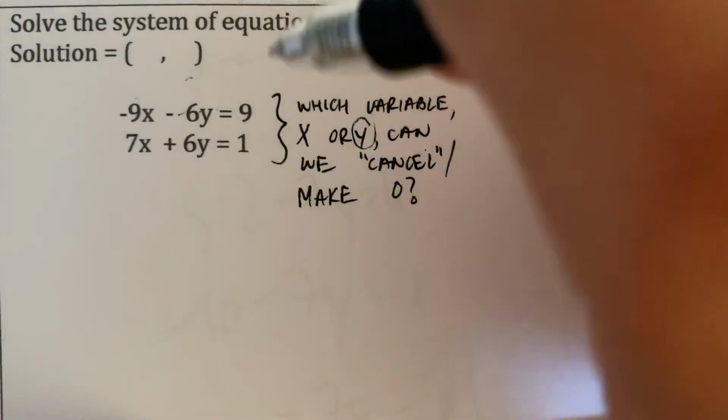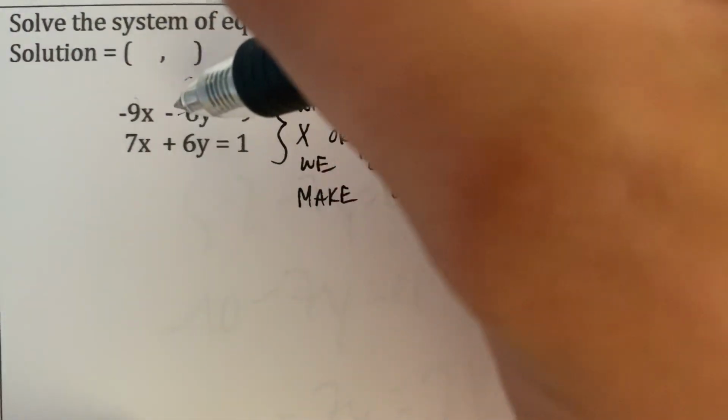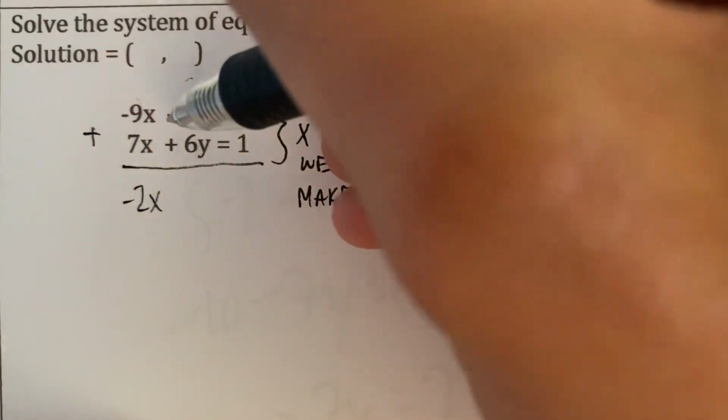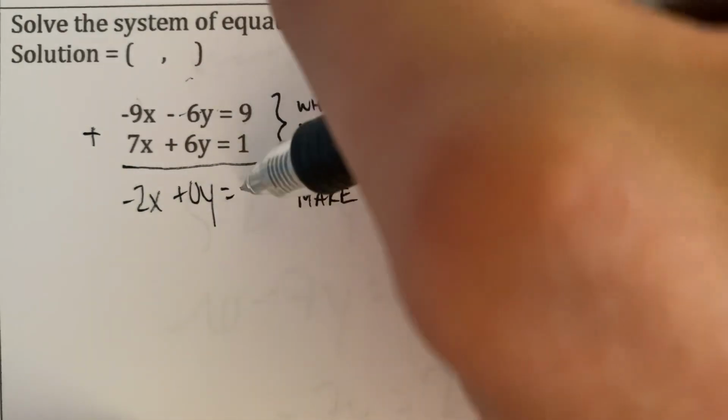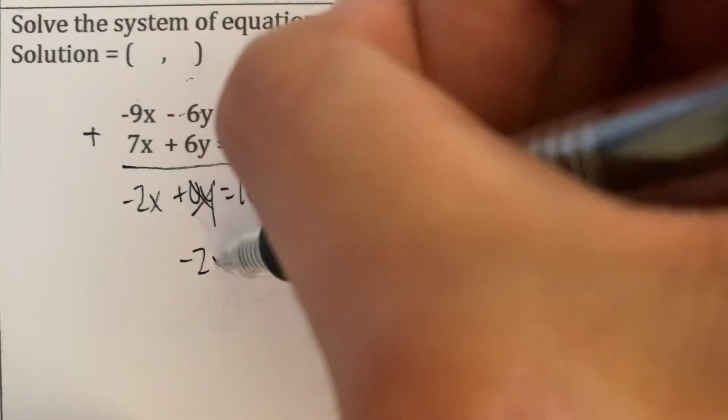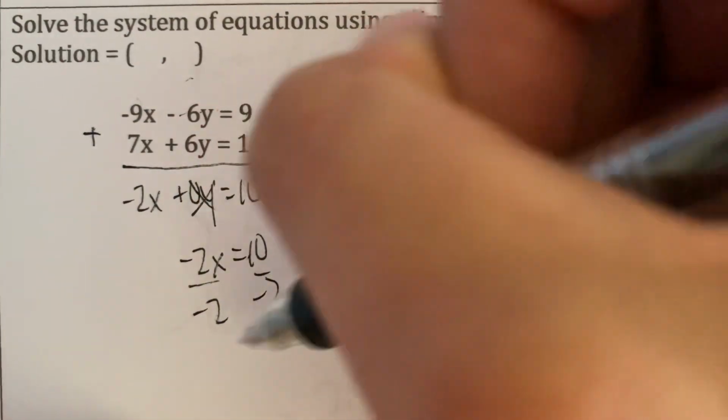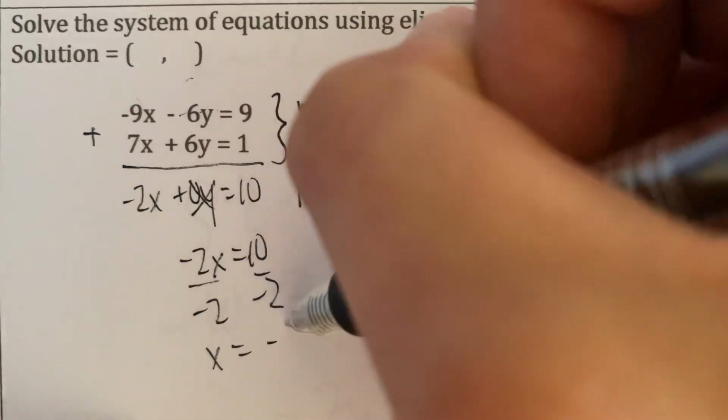In order to do that, remember we have to add them, because -6 plus 6 will be 0. So we are adding these two equations together, up to down. -9x plus 7x is going to be -2x. -6 plus 6 is going to be 0y, equals 9 plus 1, which is 10. This goes away, so we get -2x equals 10. Divide both sides by -2, and we get x equals -5.